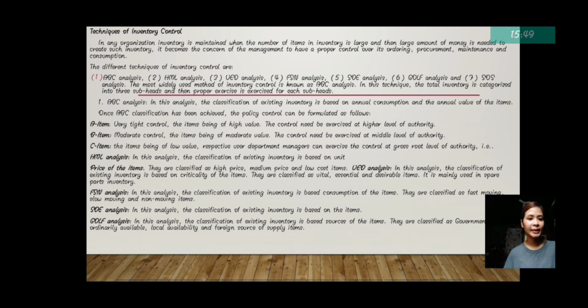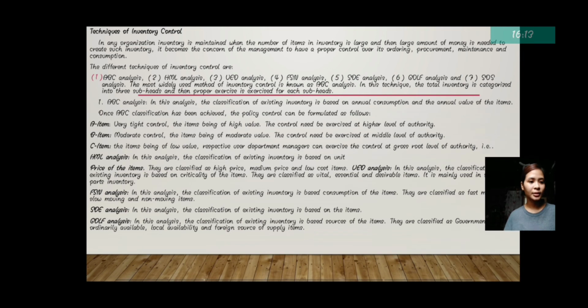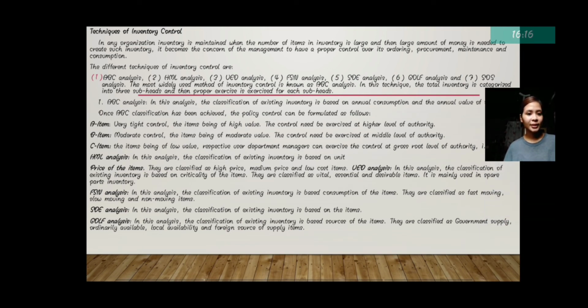The FSN analysis. In this analysis, the classification of existing inventory is based on consumption of the items. So they are classified as fast moving, slow moving, and non-moving items. So the SDE analysis. In this analysis, the classification of existing inventory is based on the scarcity of items.